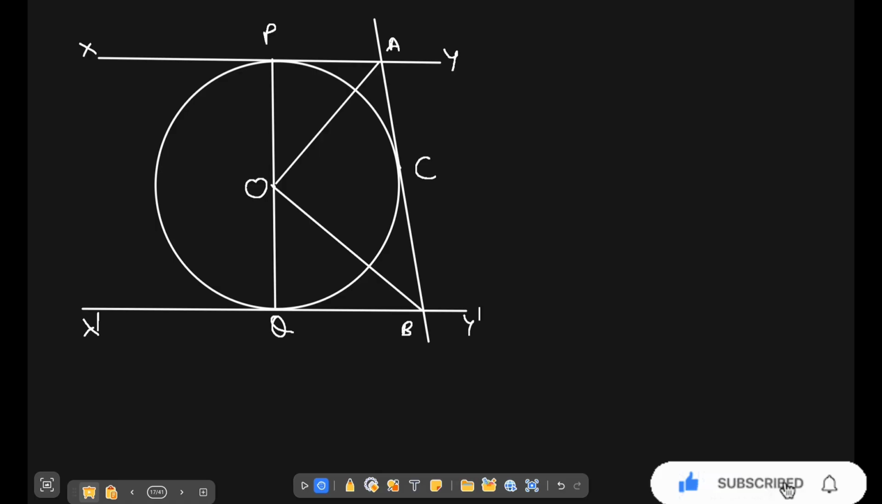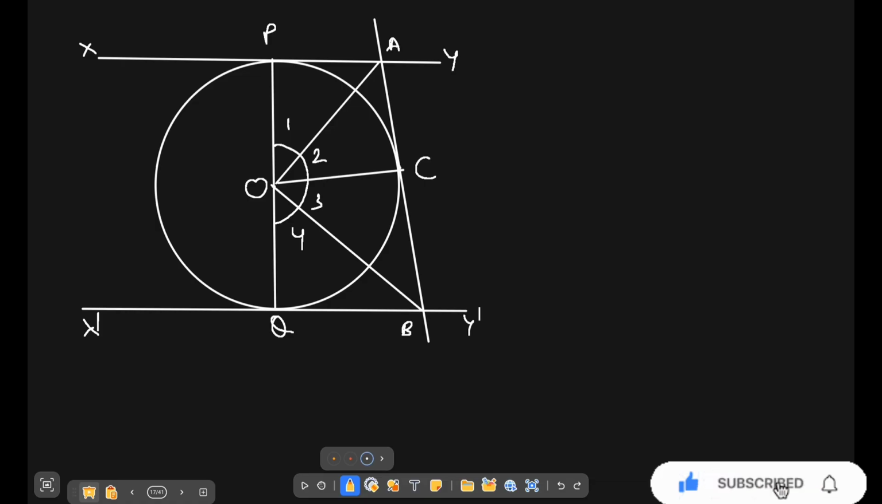So here we have to prove that this angle at O is 90 degrees. For that, let's do one thing: join O and C. Because of that, we have some triangles here. So what are the triangles? This triangle and this triangle, this triangle and this triangle. Let the angles on PQ, there are four angles, 1, 2, 3, 4, right?